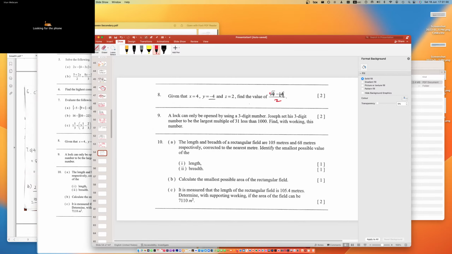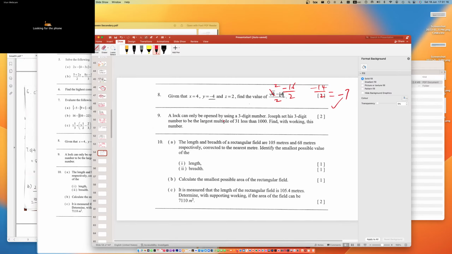So I put 2. This one will give me 2. Then this one, of course, use a calculator. This is 16, then this is 2. So minus 14 to minus 7. Do you get minus 7? Yes. Good. But you must put a bracket.